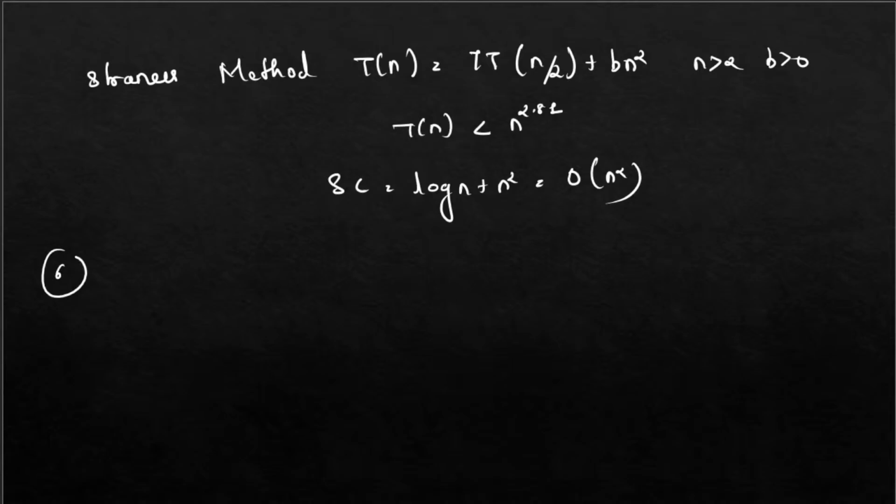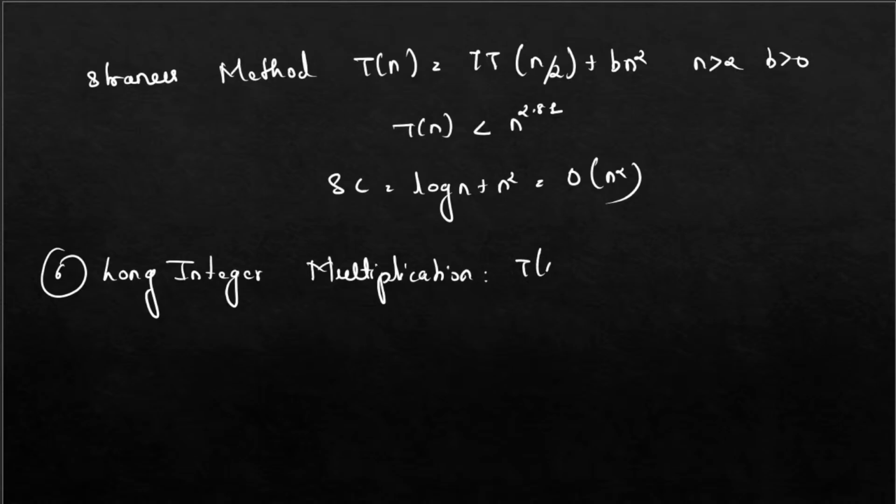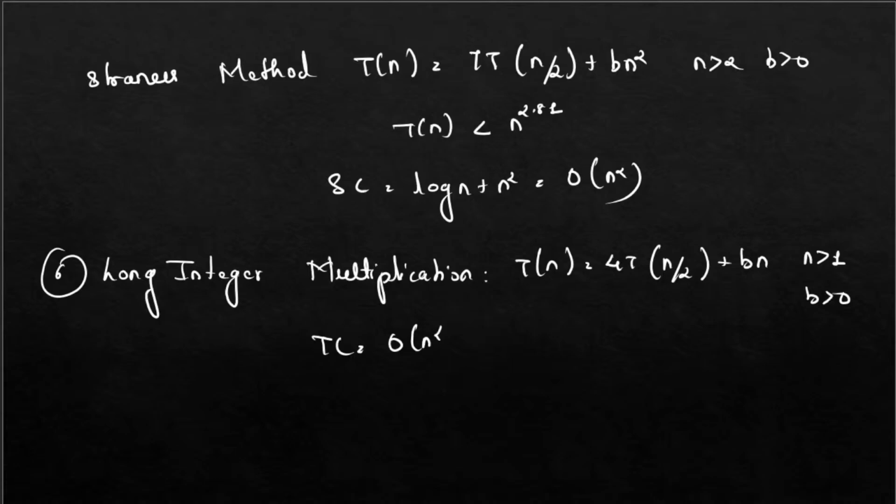Now the sixth one is, let's talk about long integer multiplication. So this is T(n) = 4T(n/2) + bn, where n is greater than 1 and b is greater than 0. So the time complexity is big O of n² and the space complexity is big O of log n, like this.